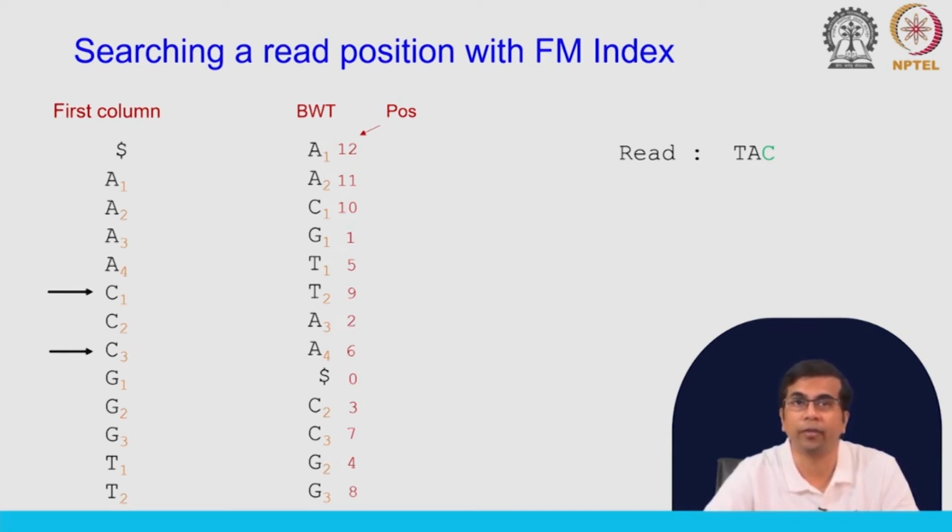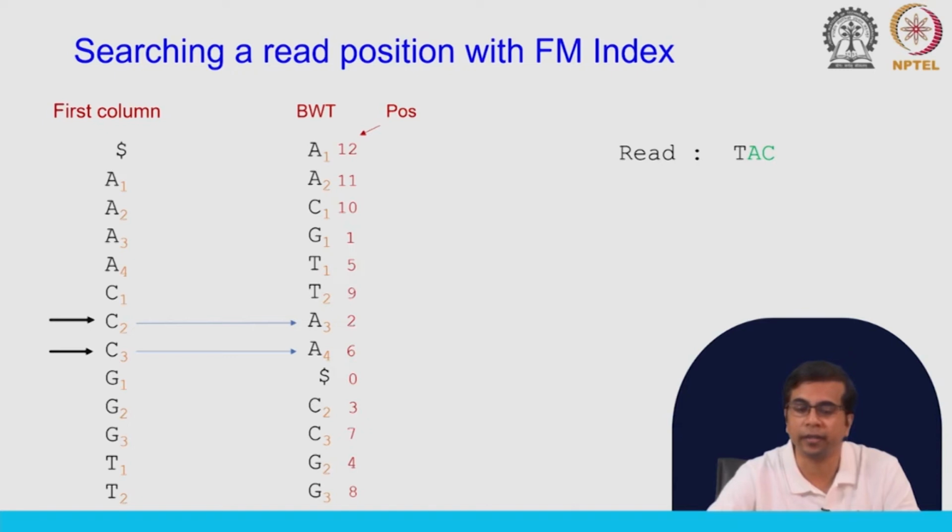So, we are searching for A. Only these 2, C2 and C3, have A before C. This means we are narrowing down our choices further to those rows where we see A before C, because in the read we have A before C. All right, so this is the next step. Again, once we have done this, we will use the principle of last-first mapping.